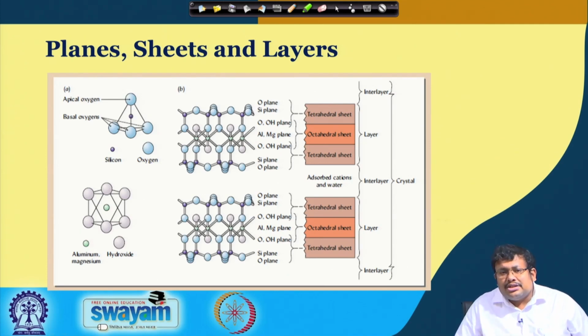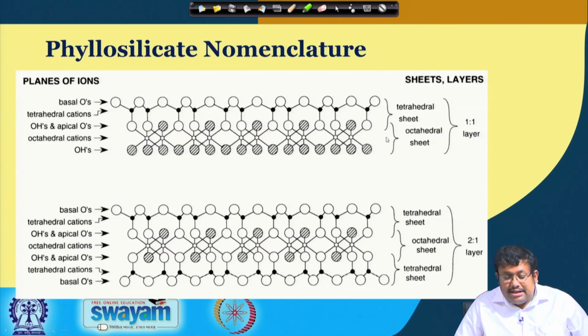Now, when there is one tetrahedral sheet and one octahedral sheet, it will be called a 1:1 type of clay mineral. However, since here the octahedral sheet is sandwiched between two tetrahedral sheets, it is known as the 2:1 type of clay mineral. So, phyllosilicate nomenclature, as I have just told you, is based on the number of tetrahedral sheets and octahedral sheets joined together. As you can see here, the 1:1 layer is composed of one tetrahedral sheet and one octahedral sheet, whereas the 2:1 layer is composed of one octahedral sheet sandwiched between two tetrahedral sheets.